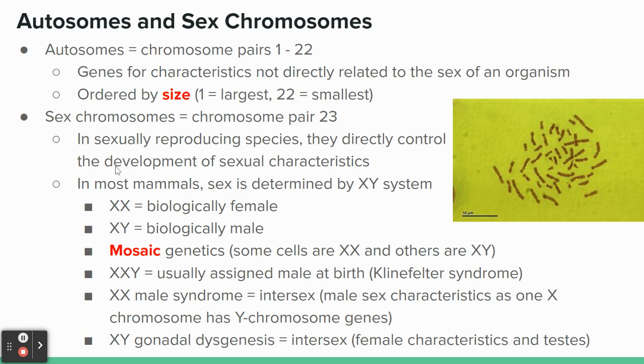Mosaic genetics is where we have people who have a mixture of cells. They have some cells that are XX and some cells that are XY, and these people are on the intersex spectrum.